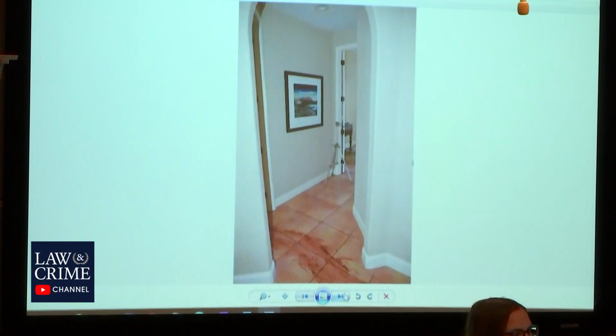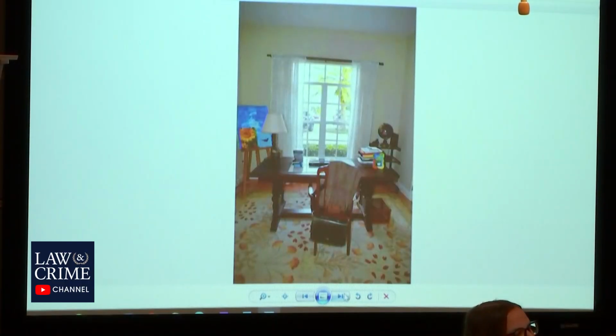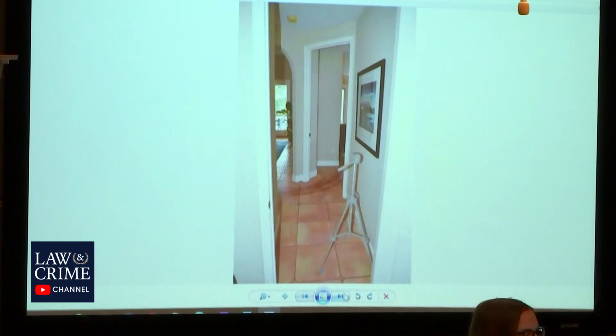Are we beginning now to move towards this area of the home? Yes, that is correct. The office? Yes, that is the office. Would an item of evidence ultimately be collected from the office? Yes, and we'll see that with a marker a little bit later in the photos. Okay. And now, where are you standing, and what are you looking at? I am in the office doorway right here, looking out towards the doorway to the master bedroom.